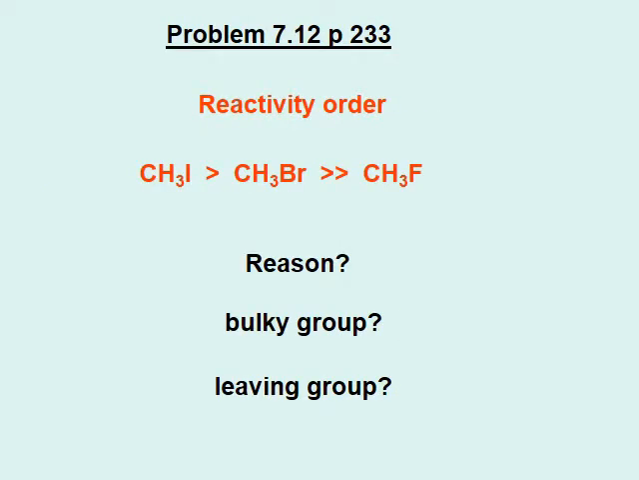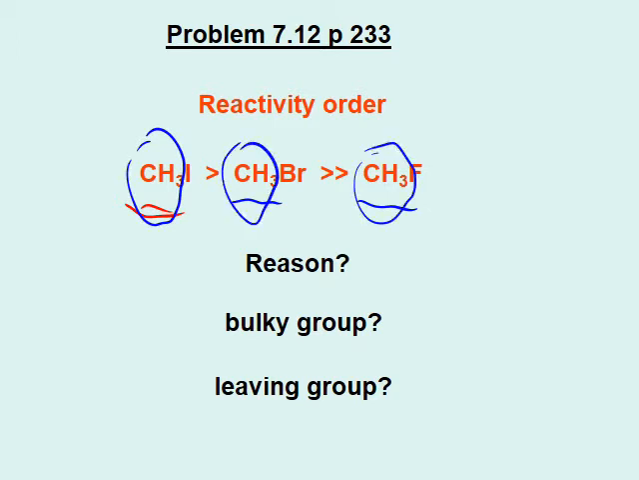Now let's compare reactivity involving methyl iodide, methyl bromide, and methyl fluoride. Why is methyl iodide so much more reactive than methyl bromide or methyl fluoride? How do I get this answer? This part is common in every case. You have a methyl group, so steric hindrance could not be a factor here. What is the factor is the quality of the leaving group.